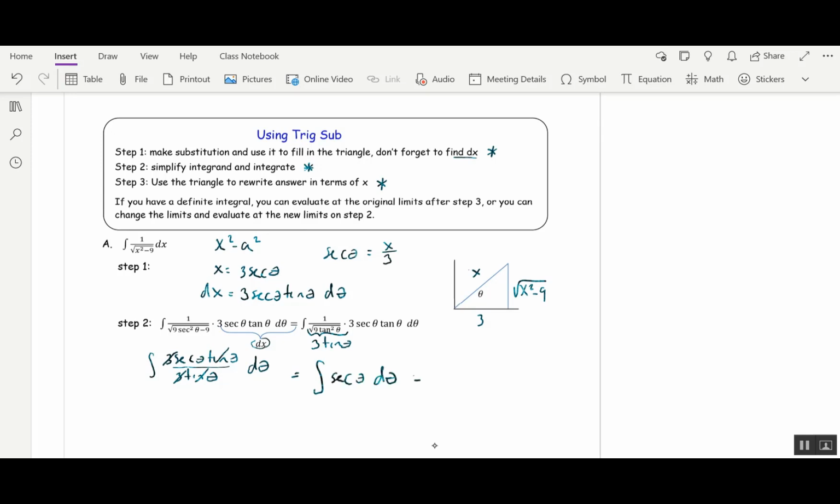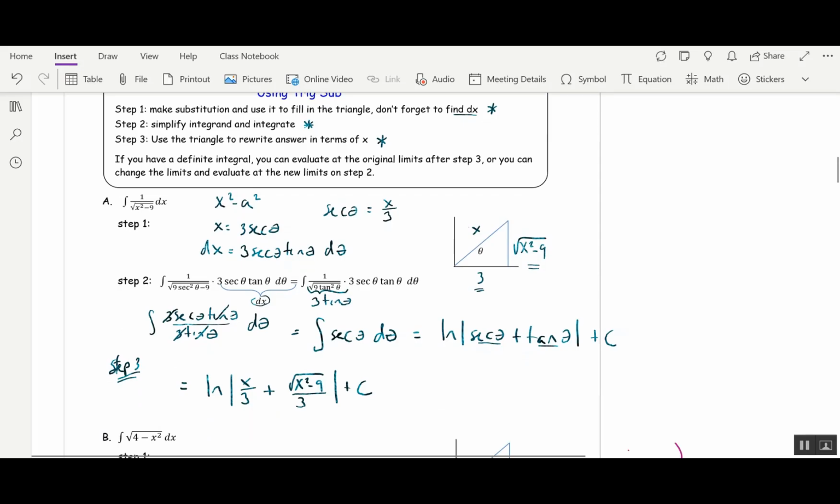Well, we know that that is ln of the absolute value of secant theta plus tangent theta plus c. Now we're up to step 3. We want to leave that answer in terms of x, not theta. So what we're going to do is read secant theta and tangent theta right off the triangle. This is ln absolute value of secant theta, which is x over 3, and tangent theta, tangent is opposite over adjacent, so that's the square root of x squared minus 9 over 3, plus c. And there you go. There's our final answer.